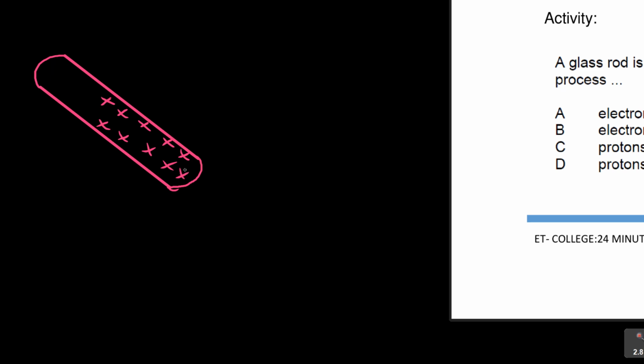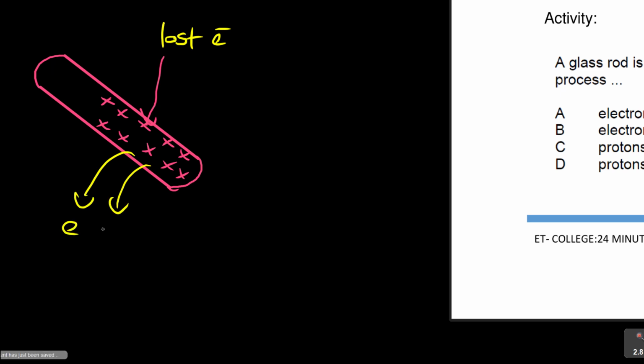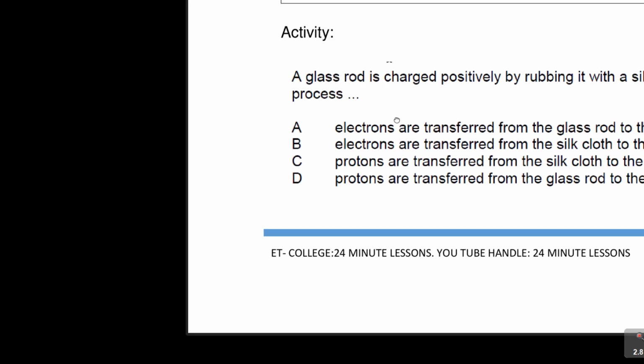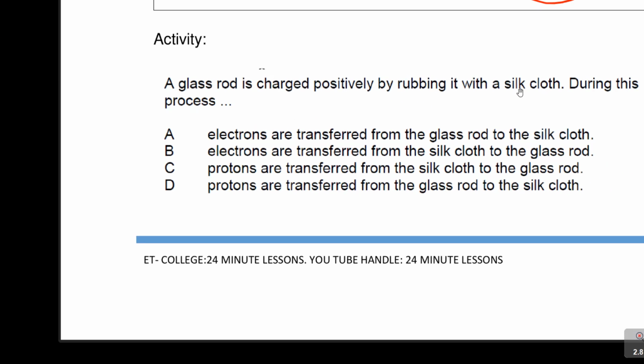For it to charge positively, you must understand what happened. You know, to become positive, it lost electrons. So the electrons actually went out. So these are electrons that were going out, because remember, it's the electrons that are moving. So it's charged positively by wrapping it with silk.